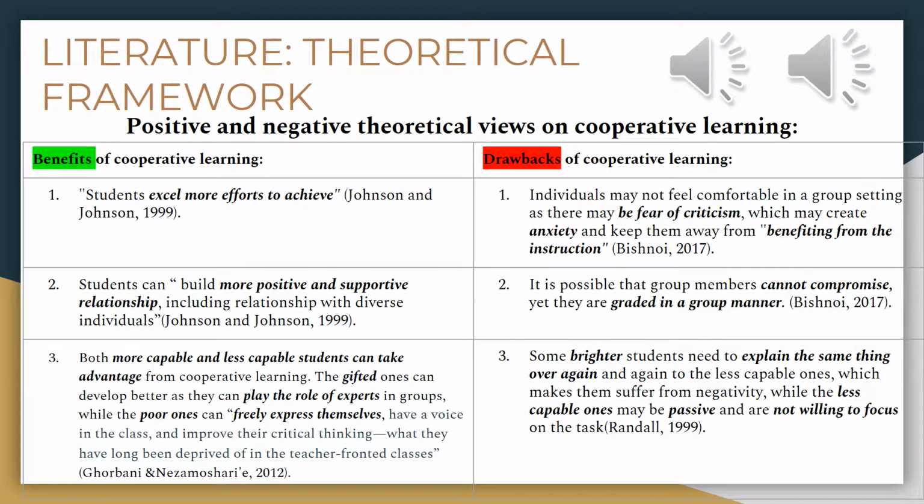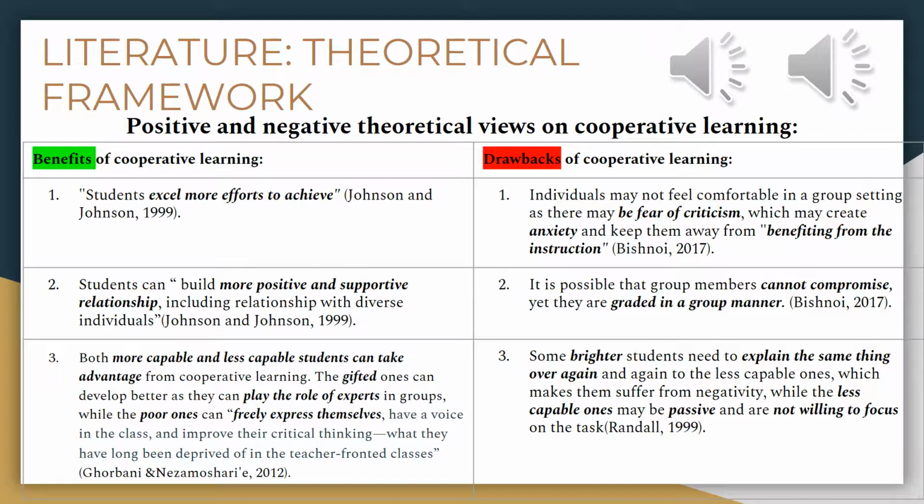And when we look into the literature, we have discovered different positive and negative theoretical views on cooperative learning. For example, Johnson & Johnson indicate that students exert more effort to achieve with the use of cooperative learning. On the other hand, Bishnoi holds the view that individuals may not feel comfortable in a group setting, as there may be fear of criticism, which may create anxiety and keep them away from benefiting from the instruction.